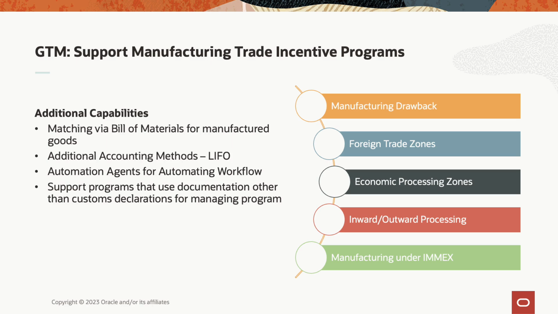In the latest release, Global Trade Management can now trace the usage of components through their bill of materials to the final finished good, matching up import and export documentation, allowing you to manage your own zones or help prepare the information your brokers need for duty drawback claims. A number of other enhancements have also been made to trade incentive programs, such as support for new accounting methods, tools for automating workflow, and broader support for more types of programs.